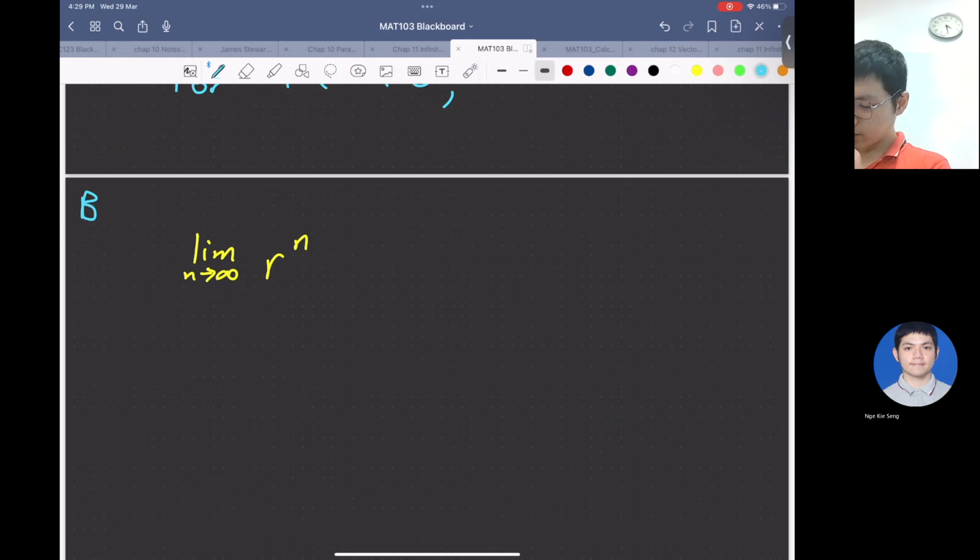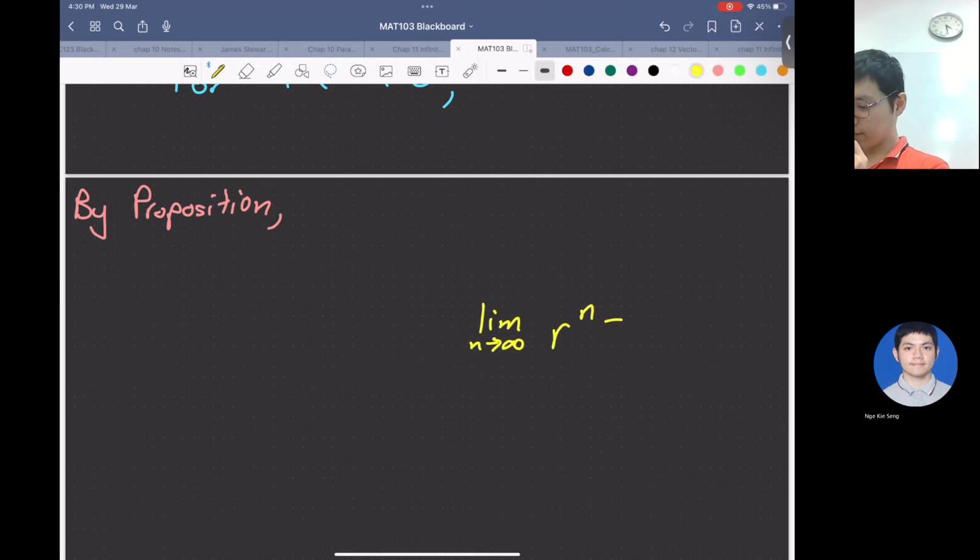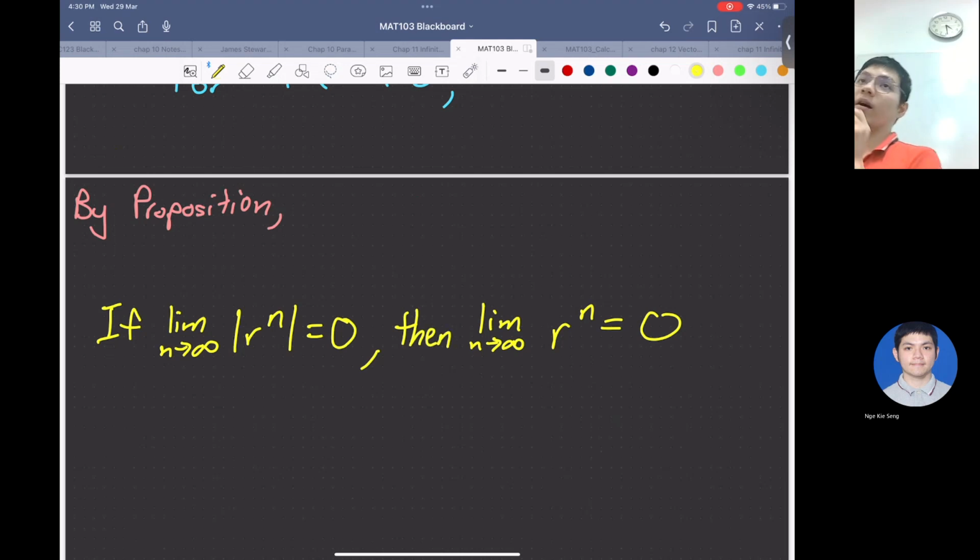Now I'm teaching you, or guiding you, how to use a theorem. By the proposition, what we want is for this thing to be 0. This is our claim. So by the proposition, if the limit as n goes to infinity of the absolute value of R^n is equal to 0, then we will get what we want.